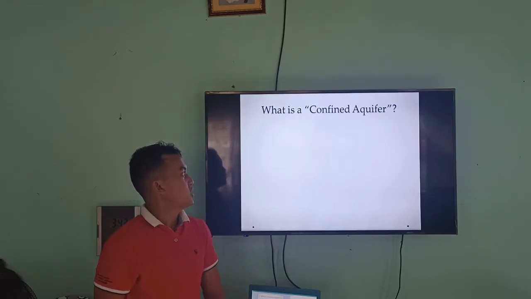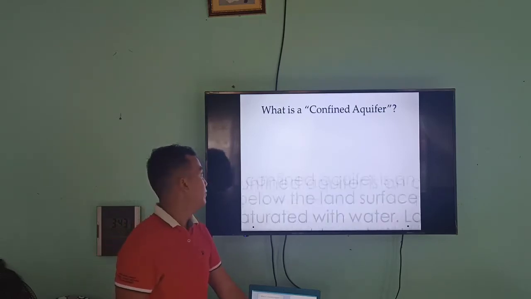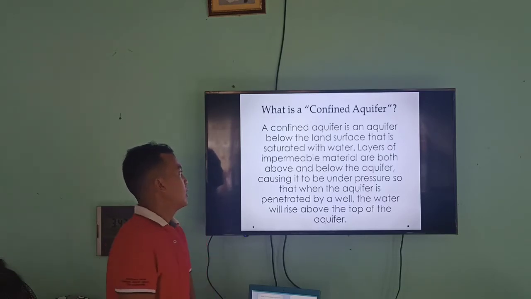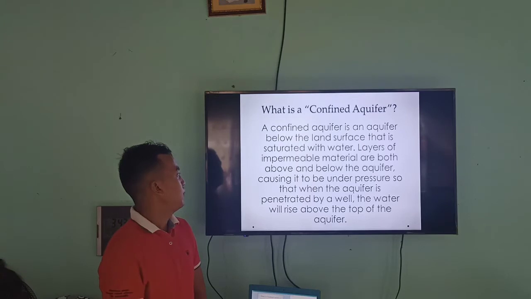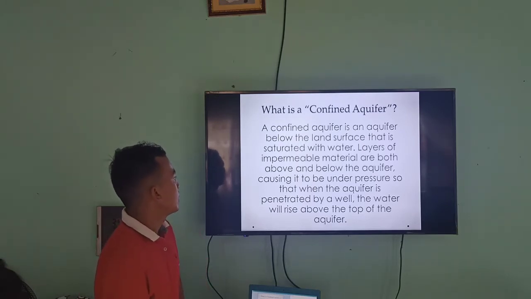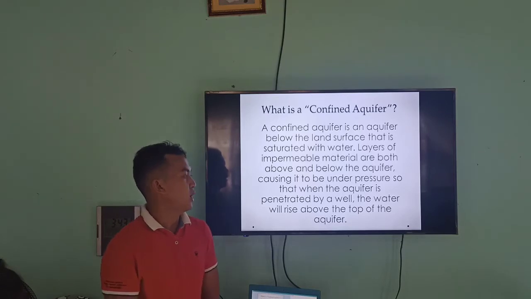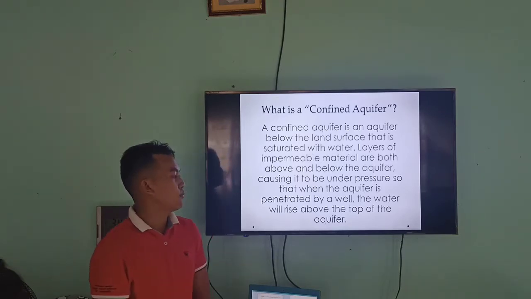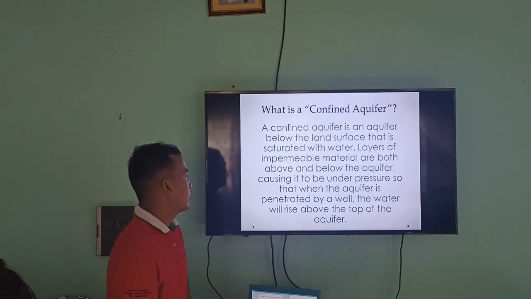And what is a confined aquifer? It is an aquifer below the land surface that is saturated with water. Layers of impermeable materials are both above and below the aquifer, causing it to be under pressure, so that when the aquifer is penetrated by a well, the water will rise above the top of the aquifer.